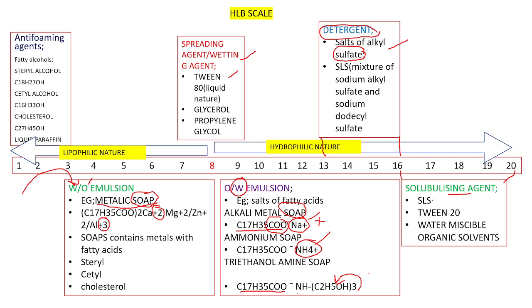What are the examples of solubilizing agent? SLS, sodium lauryl sulfate, acts as a detergent and also as a solubilizing agent. Next, Tween 20 and water miscible organic solvents like ethanol. This solubilizing agent can be used in parenteral dosage forms. Detergents can be used for the washing of clothes. Soaps can be used for the stabilization of emulsions.